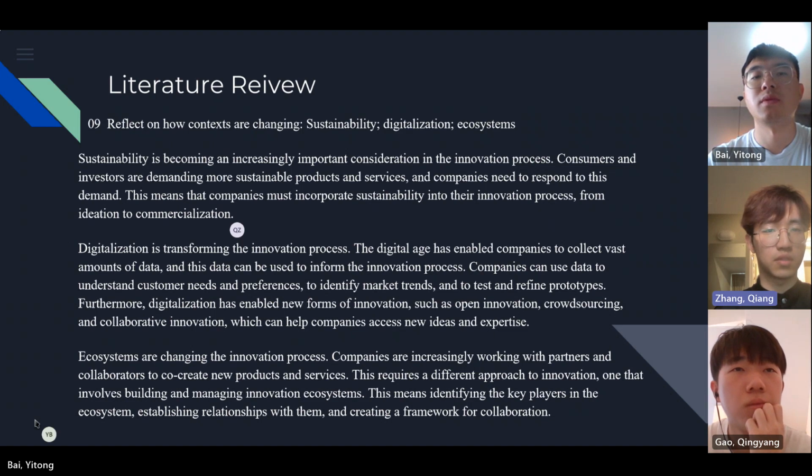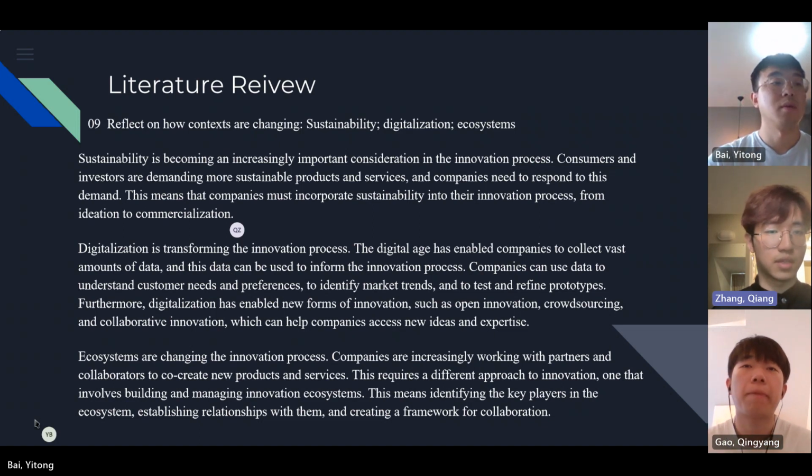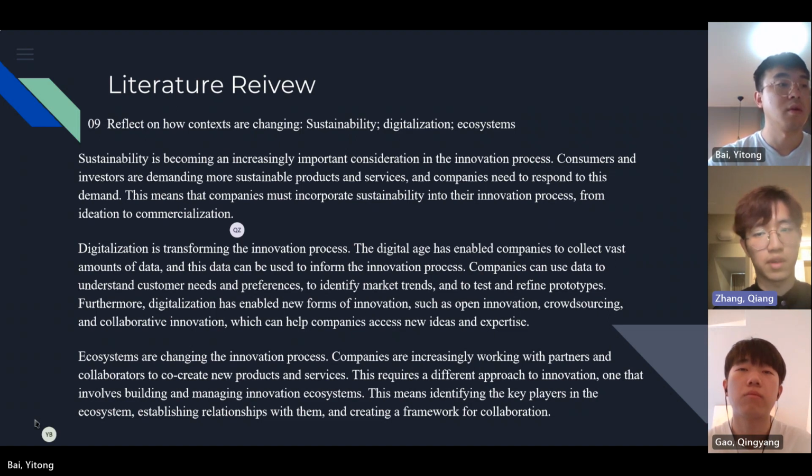Digitalization is transforming the innovation process. The digital age has enabled companies to collect vast amounts of data, and this data can be used to inform the innovation process. Companies can use data to understand consumer needs and preferences, to identify market trends, and to test and refine prototypes. For the ecosystem, they are changing the innovation process.